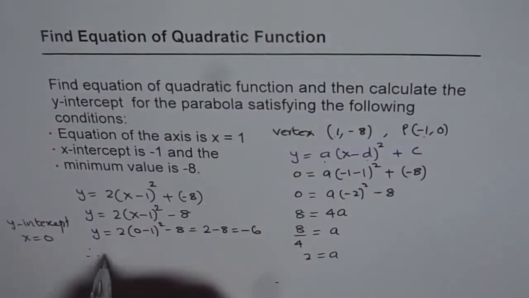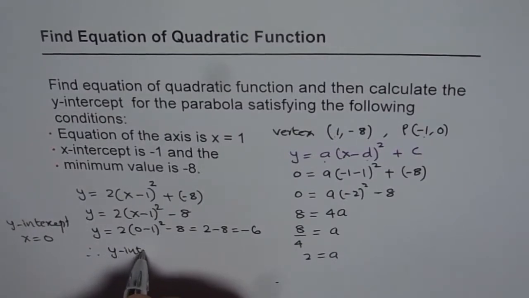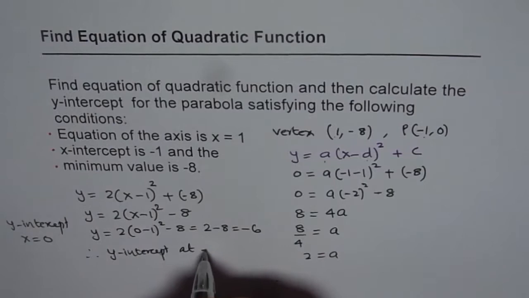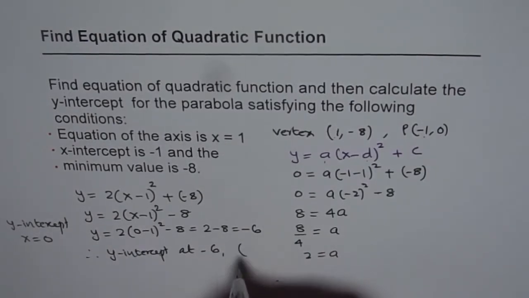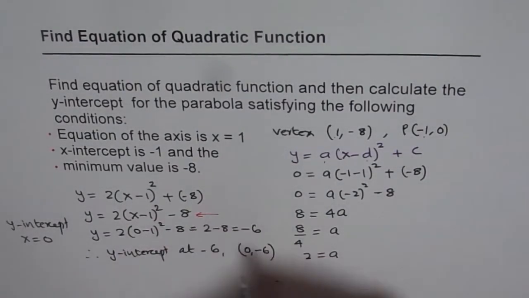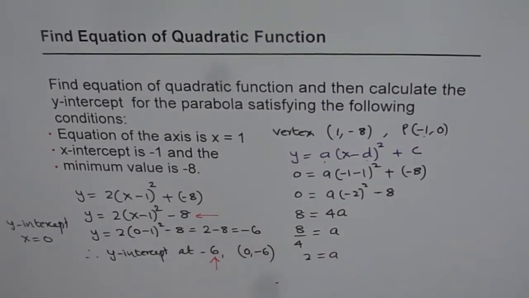And therefore, we have y-intercept at minus 6, correct? Or the point will be 0 value for x and minus 6 for y. So that becomes your y-intercept, right? So we get both the answers here. One, we have the equation, which is here, and then the y-intercept, right? So that is how we should find y-intercept.